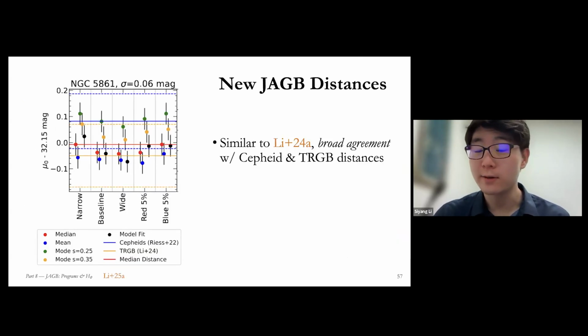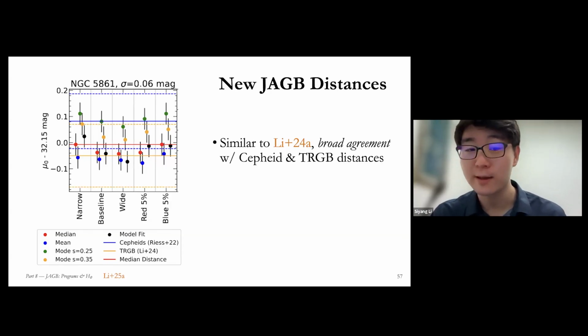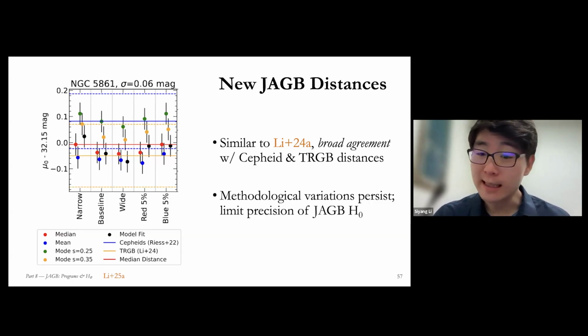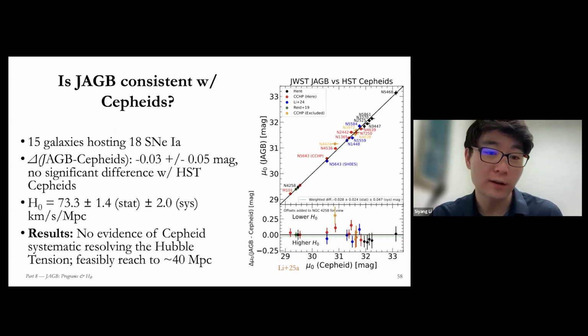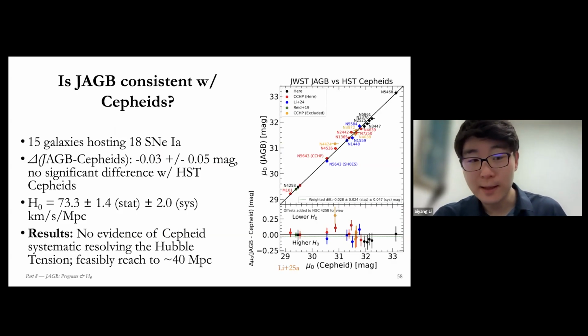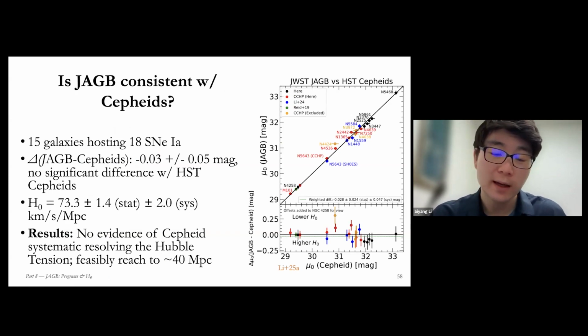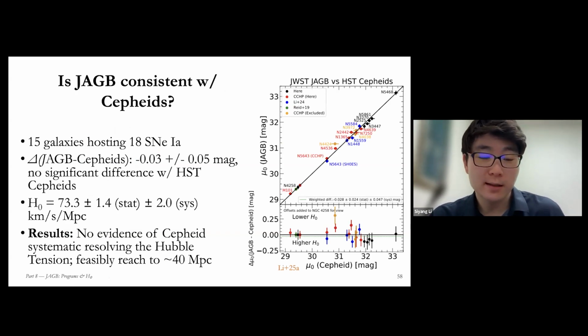And again, the goal here was to increase the sample size, increase the statistical leverage of our Hubble constant measurements and comparisons with Cepheids. We do find broad agreement again with Cepheids and TRGB. We do still see this methodological issue that really limits the precision of the H0 value. So with this expanded set, we have 15 galaxies hosting 18 Type Ia supernovae. Good agreement with Cepheids, also a Hubble constant value of 73.7, but still with a relatively large uncertainty.